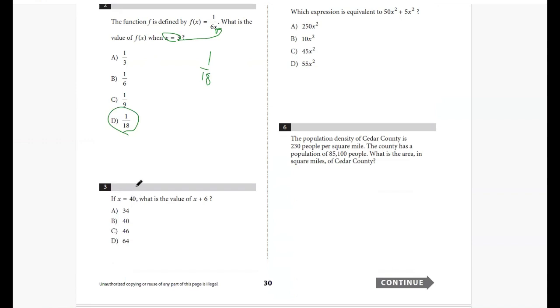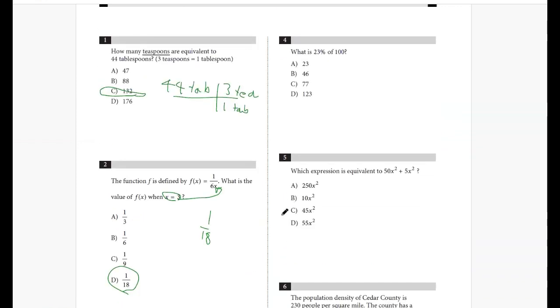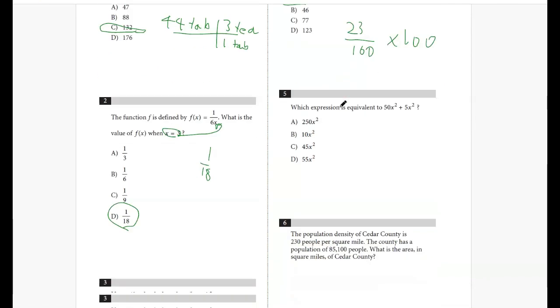If x is equal to 40, what's the value of x plus 6? Well, 40 plus 6 is 46, so C is the correct answer. What is 23% of 100? What's 23 divided by 100 times 100? That's 23, so A is the correct answer.